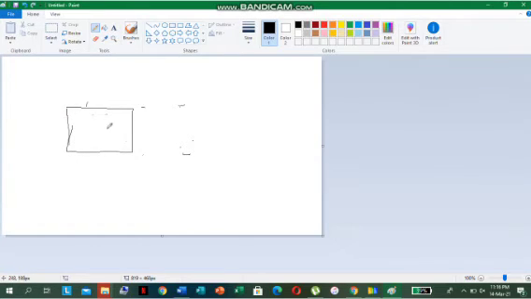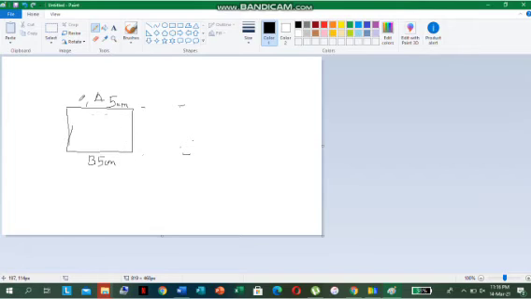Here's my square. Call this my square. Now, I will call this side A, and I will call this side B. And it says AB is equal to 5 centimeters. So here's my 5 centimeter, and here should also be 5 centimeter, right? Because they said AB is equal to 5 centimeter.